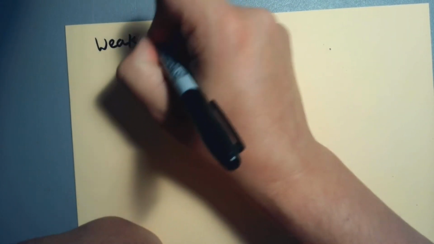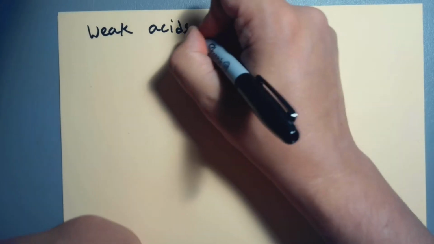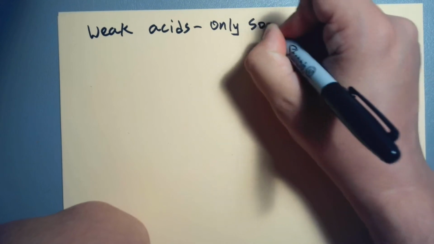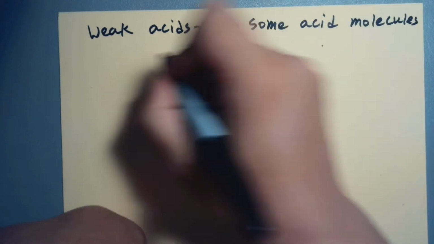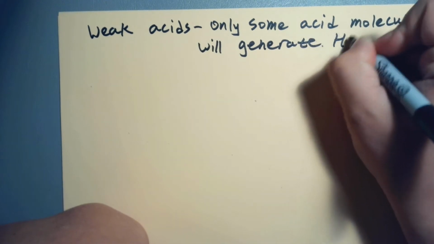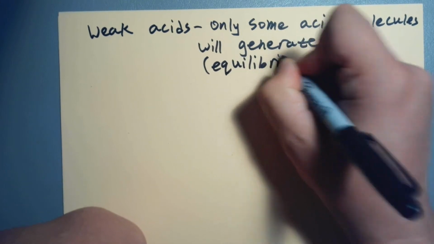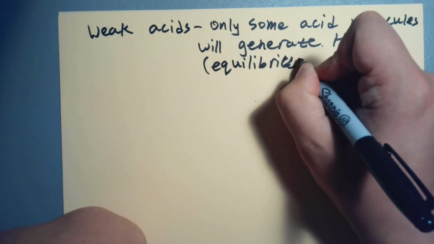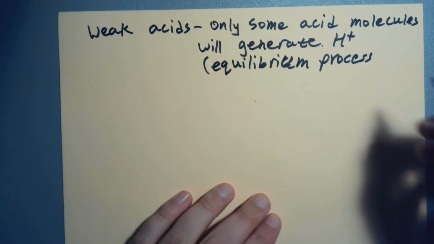So what might a weak acid do? Well, only some of them are going to go to the right. Only some acid molecules will generate H plus. It's an equilibrium process. HCl isn't really a reversible process, but a weak acid is.